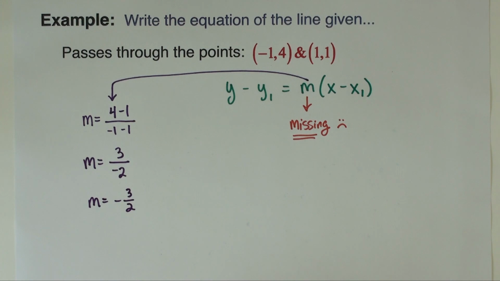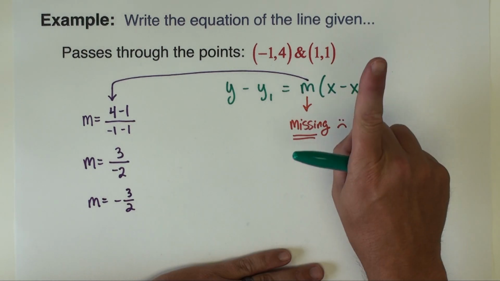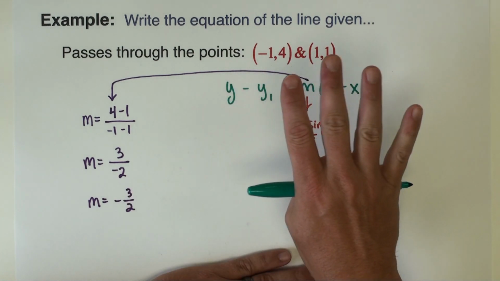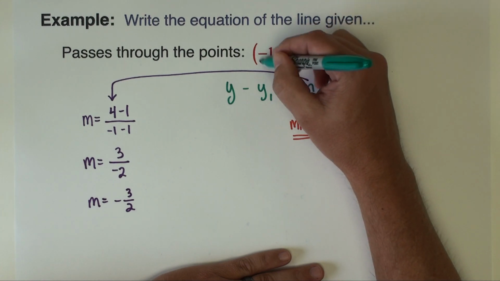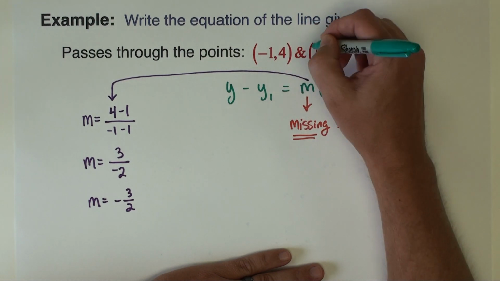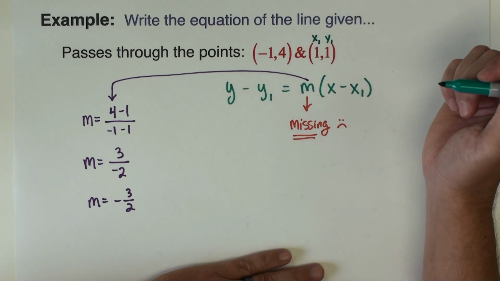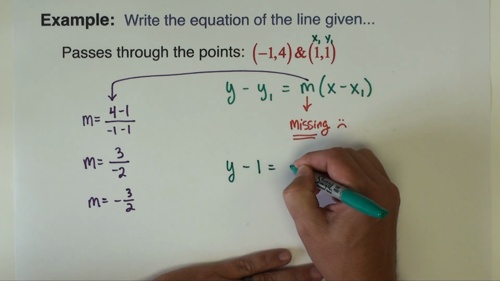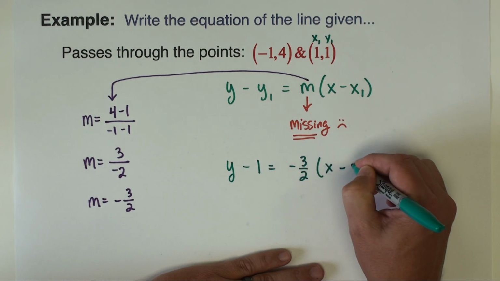Okay, so we've got our slope. We actually only need 1 point. We have 2 points. It doesn't matter which point you choose. This 1, 1 looks a little bit simpler than this because there's no negatives and the numbers are smaller. So I'm going to use this as my x1, y1. And so plugging in, I'm going to have y minus 1 equals negative 3/2 times quantity x minus 1.